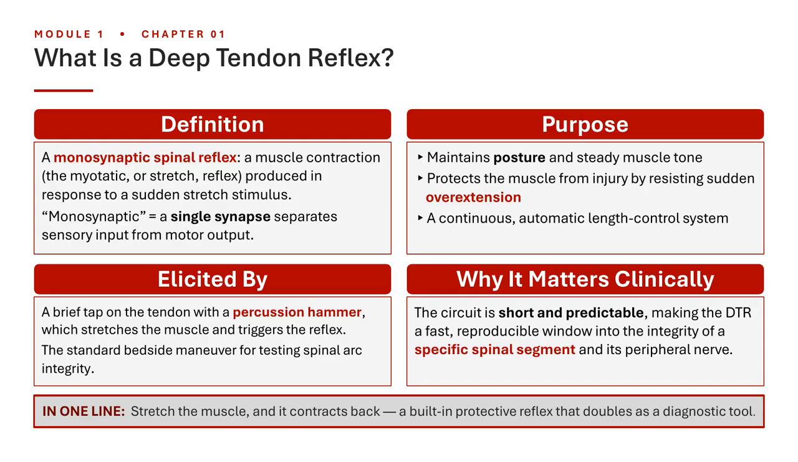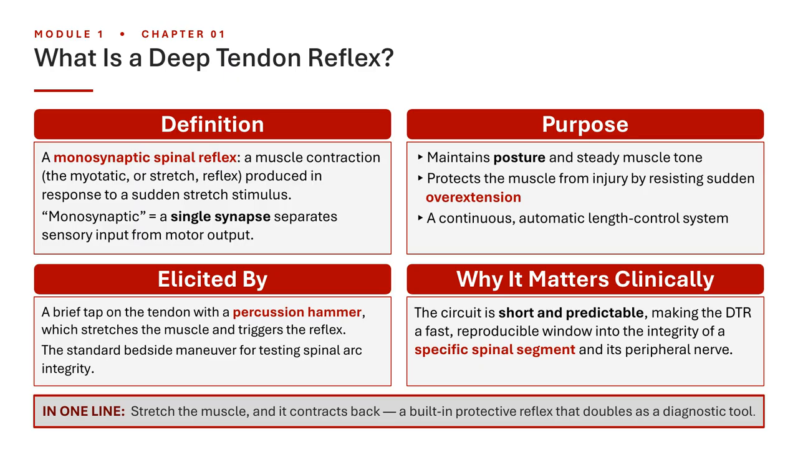Here is the formal definition, and I want you to pay attention to every word. A deep tendon reflex is a monosynaptic spinal reflex, specifically a muscle contraction produced in response to a sudden stretch stimulus. That's the myotatic stretch reflex. Now the word monosynaptic is doing important work here. Mono means one. A single synapse separates sensory input from motor output.